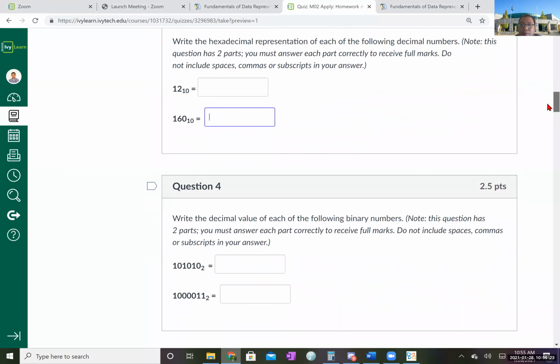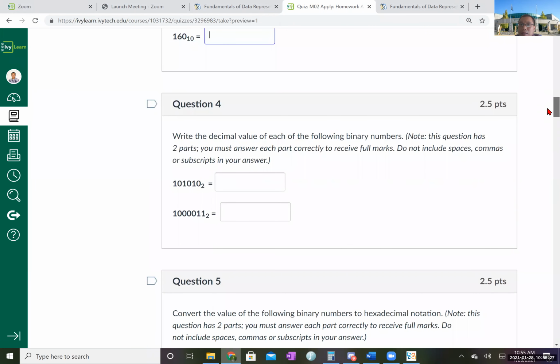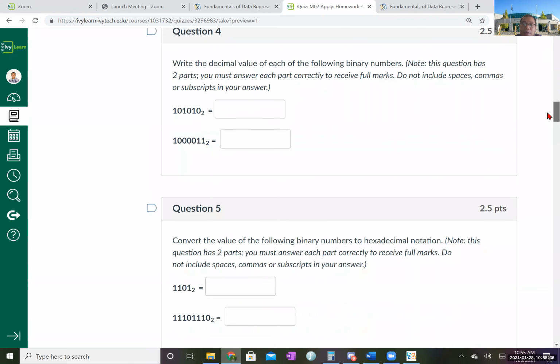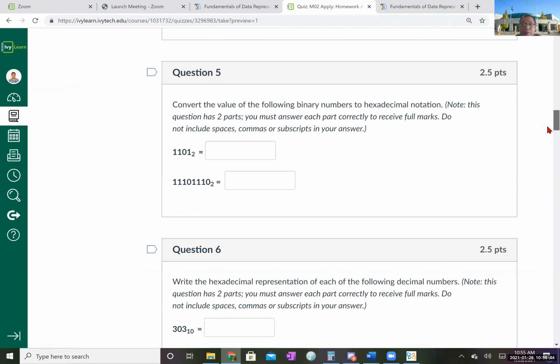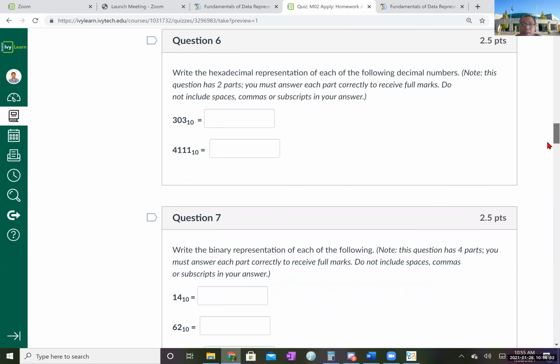Write the decimal value of the following. Okay, so for this one, you convert from binary to decimal. It's very simple. This one, convert from binary to hexadecimal notation. Again, you group every 4 bits together, right? And you convert it to hexadecimal. Then hexadecimal notation into decimal. You can use the calculator to convert it here. I don't care about that.